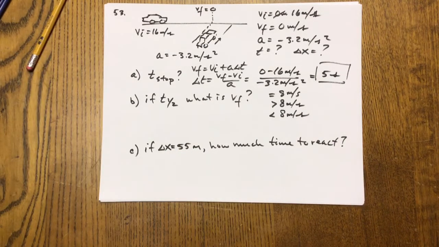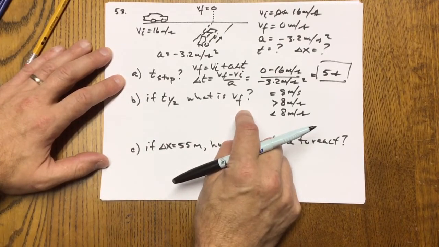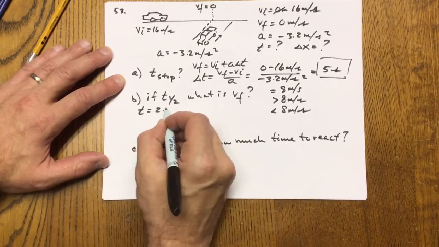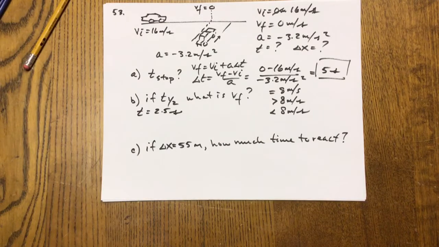So it says, all right, if you have half that amount of time, what's your speed going to be? Okay, so that means that the time in part B is going to be 2.5 seconds. Let's think about that for a second. Why don't you check your neighbor? What is that velocity going to be after 2.5 seconds? Half of the time from part A. So it can be equal to 8, greater than 8, less than 8. And why?